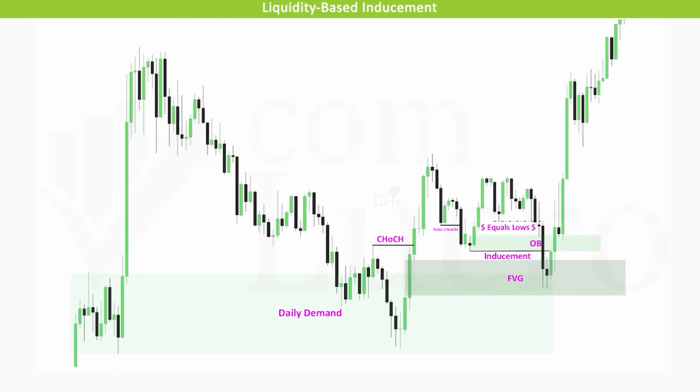Now, you might wonder why price needs to form an inducement right before tapping into the fair value gap. The reason is simple. If price moves directly into an FVG with no inducement, there is no liquidity. Smart money has no fuel to reverse the market. The reaction out of the FVG becomes weak, and the entire setup can fail due to a lack of sellers to buy from.